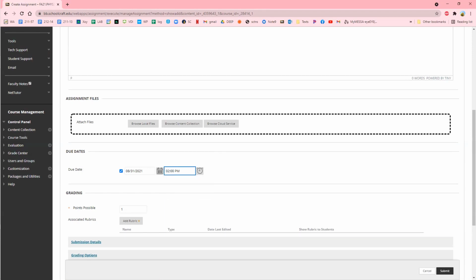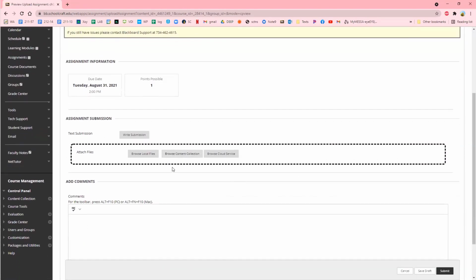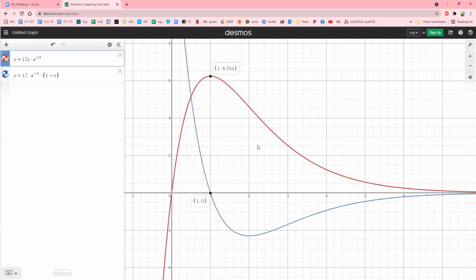Now what you're going to do. This is now available in Blackboard. Chapter 2, Desmos exercise number 1 is now available. So all you need to do is get into that and then submit a screenshot. Once you have Desmos all perfected, your Desmos should look like this at this point, except you're not going to use 17. I think we all have different numbers. You're going to use your number. Oh, and one other thing you should do here: open up a note and type in your name. So my first name is Chris. My last name is Wood.